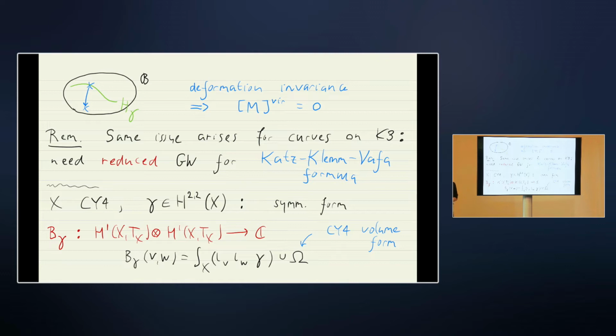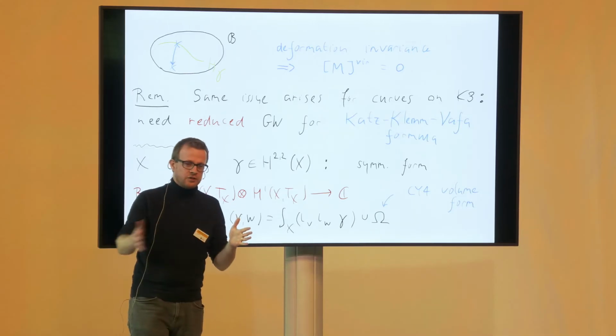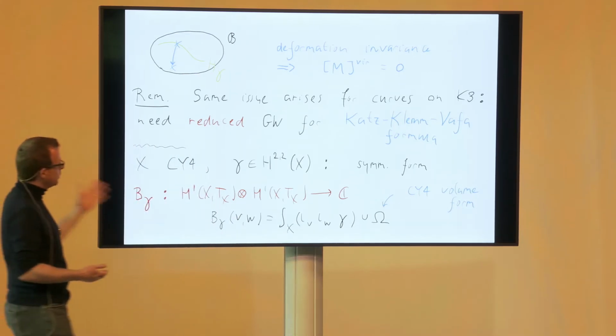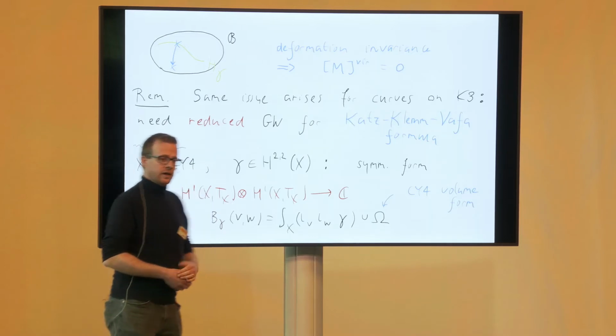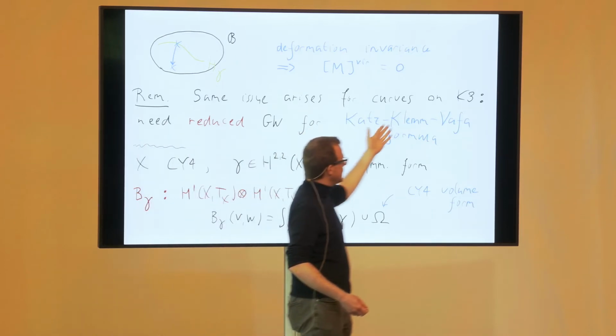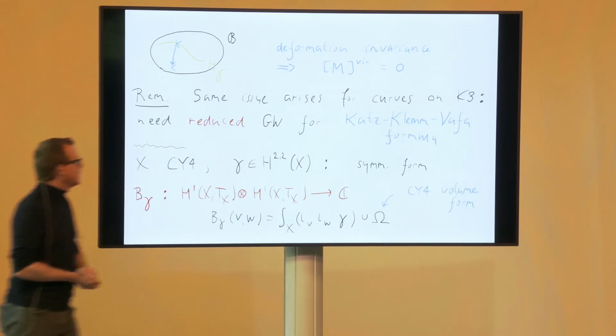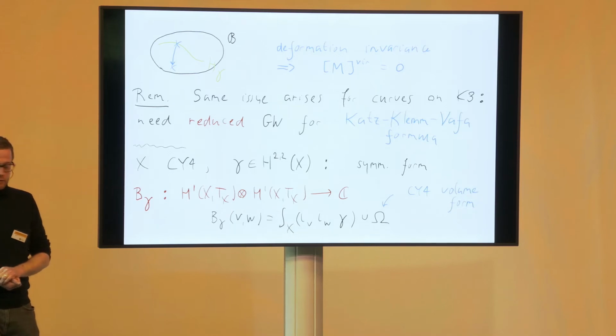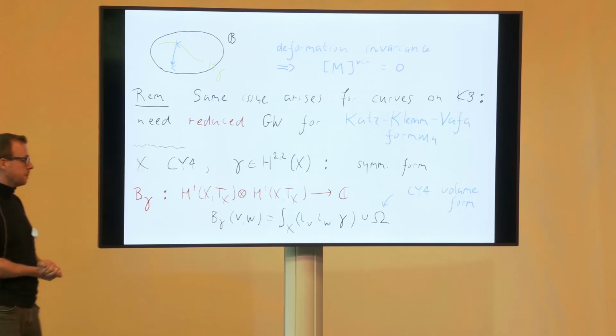And this is not a new phenomenon. If you study curves on a K3 surface, you have the same problem. Gromov-Witten theory of a K3 surface is trivial. So you only get non-zero answers if you take some trivial pieces out of the obstruction spaces of Gromov-Witten theory, and only then you get interesting answers. If you study the Katz-Klemm-Vafa formula, this is a procedure you have to do. And in fact, our goal is to do a similar procedure here for Calabi-Yau fourfolds, for surfaces on Calabi-Yau fourfolds.